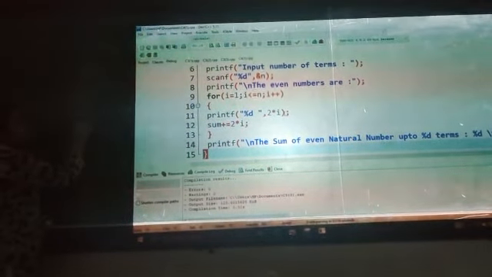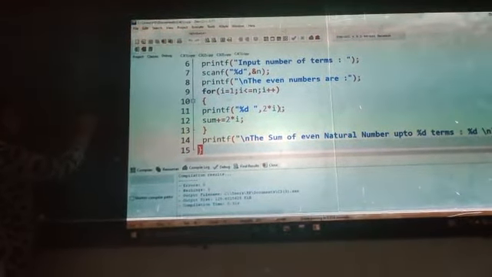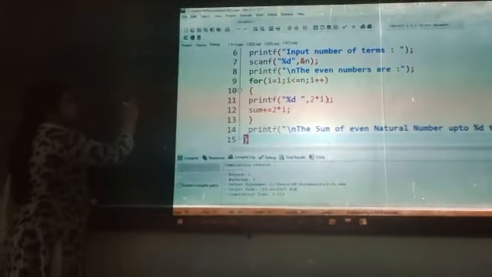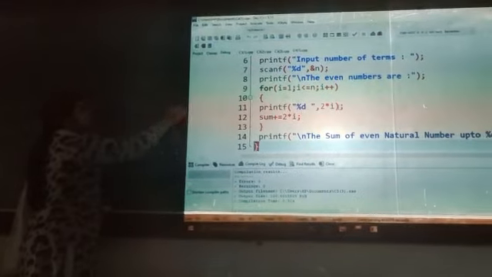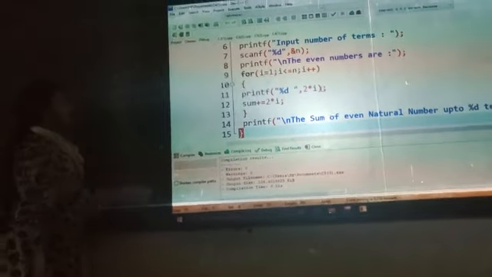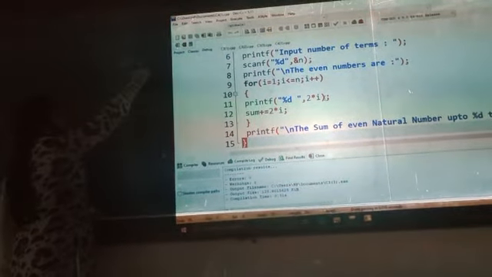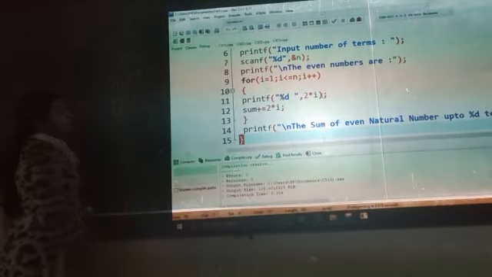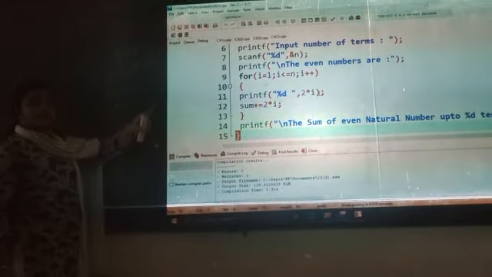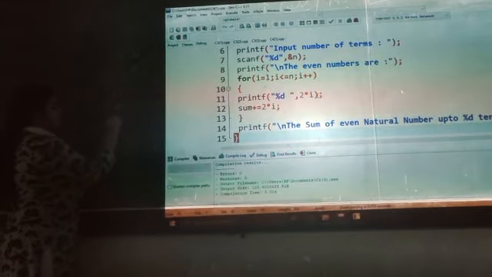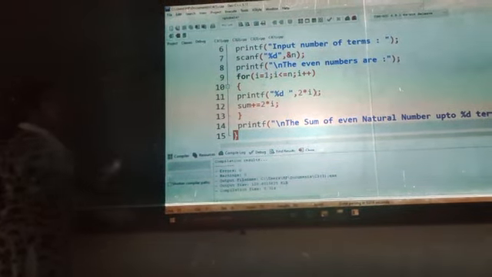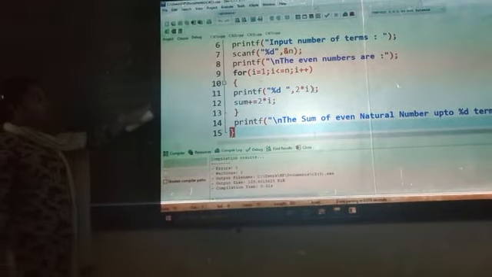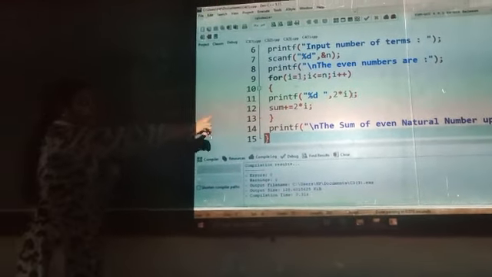Now 2 into 2. 2 into i, i is what? 2 into 2 is 4. Got it? Now i plus plus, i increments. What happens? 3. 3 is less than or equal to 3. Condition true? 2 into i is what? 2 into 3, 6. The first 3 even numbers are 2, 4 and 6. Next, what is the condition?